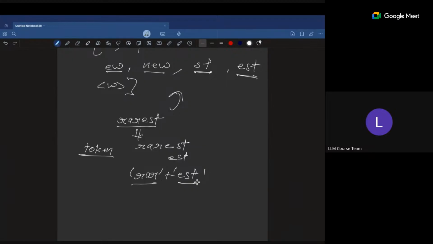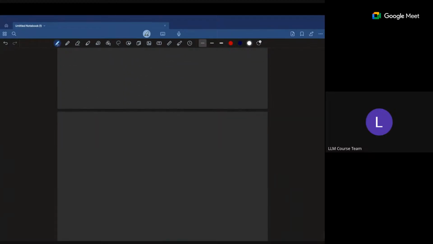Do you have any doubts in this? This algorithm is pretty easy. Every time you look at the most occurring pair, and the most occurring pair is replaced in the corpus with a new token, and you add a new token to your vocabulary, right? So you follow these steps and keep on doing them till your desired vocabulary is built. Okay, so any doubt in byte pair encoding? Okay.